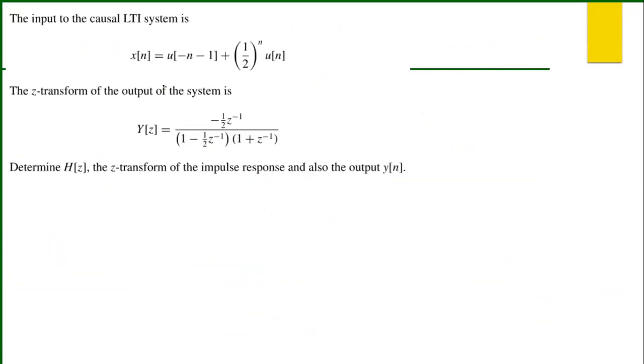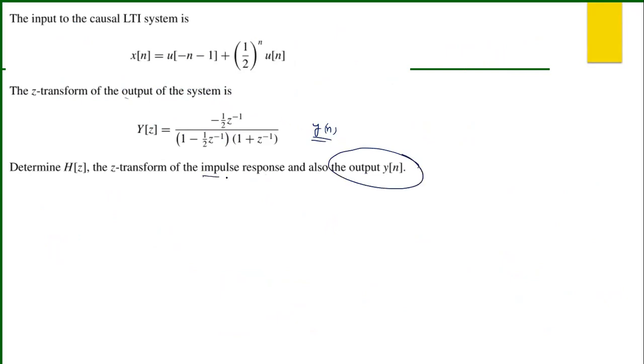And coming to the next problem. Input is given x[n], and the Z transform of the output of the system is given. What is the Z transform of the output? Y(z) is given. What is the output of the system? y[n]. They are asking you for y[n]. Directly you can calculate y[n], no problem.